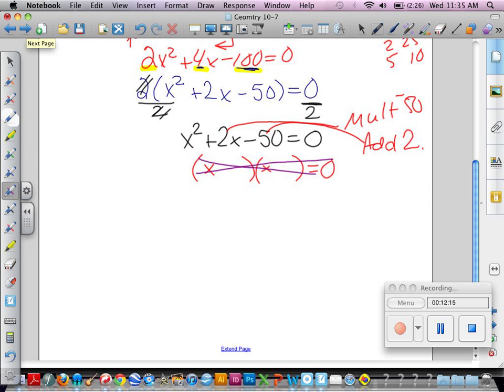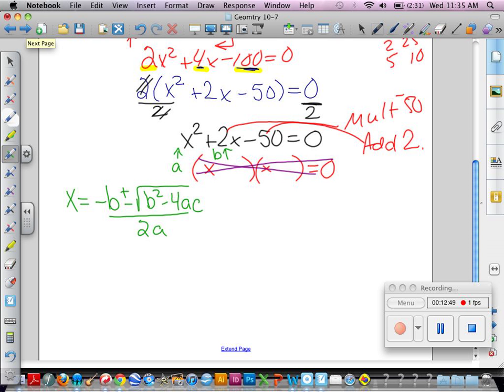So try that. If you're not able to factor, then what do you have to use? Do you know what that is? You're going to have to use the quadratic equation. X equals negative b plus or minus square root b squared minus 4ac all over 2a. So we're going to have to use our quadratic formula. Remember, your a is the coefficient in front of the quadratic term, or the x squared. Your b is the coefficient that is in front of your linear term, or your x. And then your c is your constant, or the number that's all by itself.